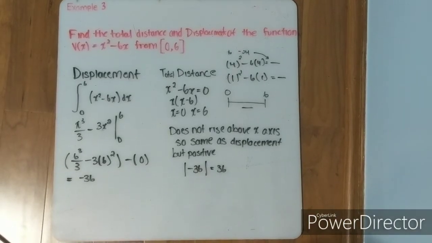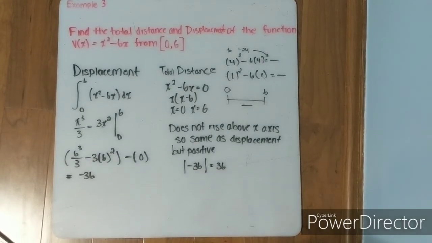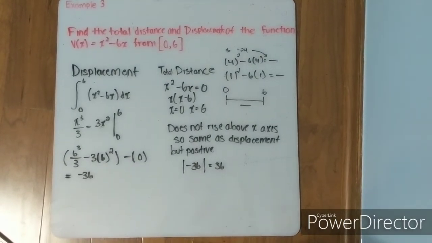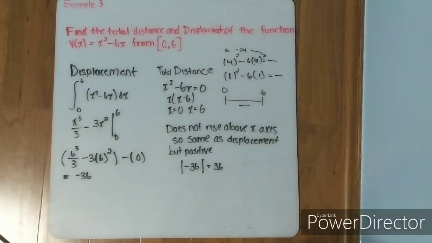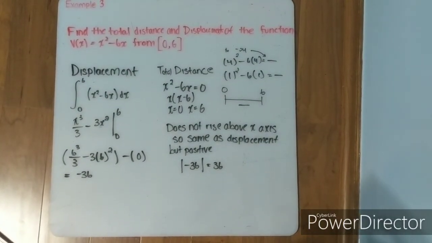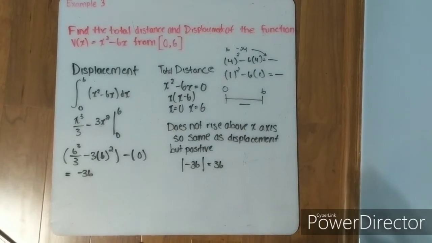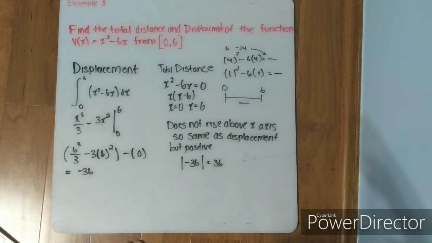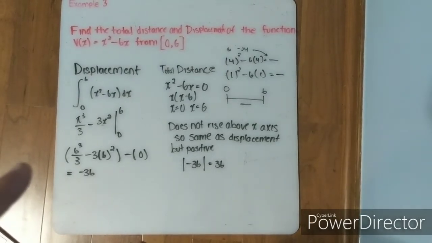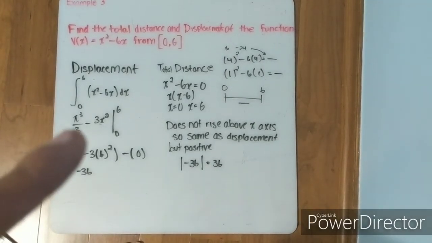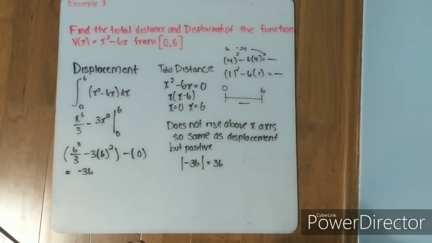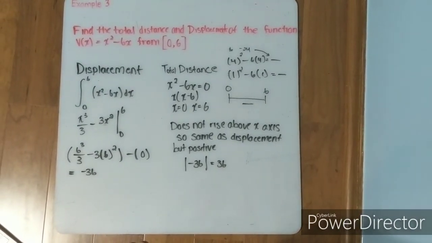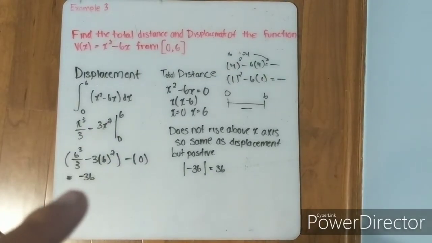So, for example 3, the problem asks us to find the total distance and displacement of the function v of x is equal to x squared minus 6x from the interval 0 to 6. To find displacement, as usual, we will be using the normal definite integral. First, I found the antiderivative, which was x cubed over 3 minus 3x squared from 0 to 6. I then plugged in the values and found that the displacement is negative 36.